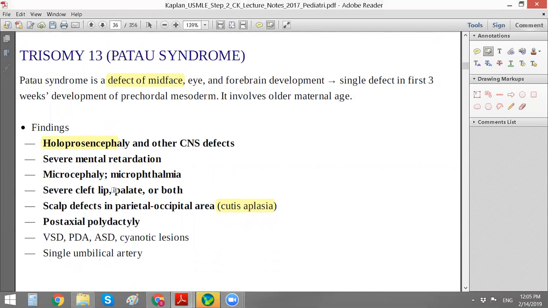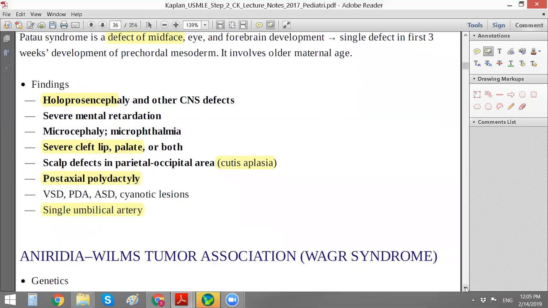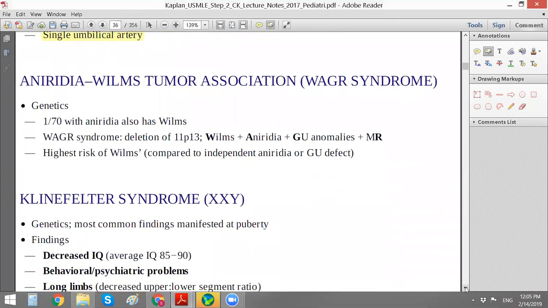And severe cleft lip, palate, or both. Then post-axial polydactyly, more fingers than usual. So this doesn't have any rocker bottom feet or these things. Trisomy 13 just has holoprosencephaly, problems with the midface, eye, forebrain, cleft lip and palate, post-axial polydactyly. And then another important thing is a single umbilical artery, and we see it in the placenta. So these are the things to differentiate from Down syndrome and Edwards.